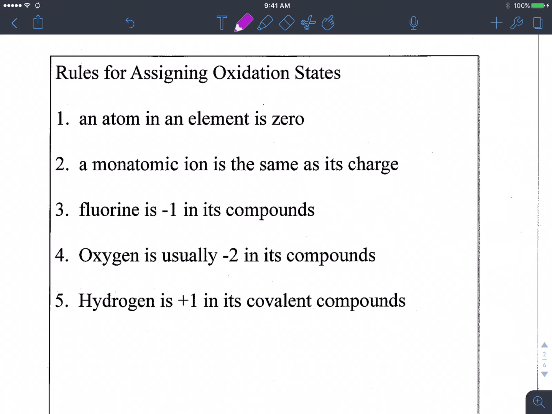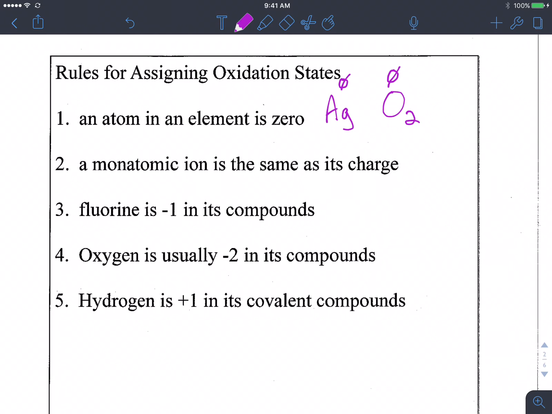An atom that's an element is always zero. So for instance, if you have silver by itself, its oxidation state is zero. Why? Because it can't have any more electrons or any fewer electrons than it already had. We have O2. O2 is an atom that's an element. I know it's diatomic, but remember that that's okay. It's still only one element. When it's only one element, its oxidation state is zero. So those are the types of things they're talking about. You're either going to see diatomics where the oxidation state is zero, or you're going to see metals that stand alone, whose oxidation state is zero.